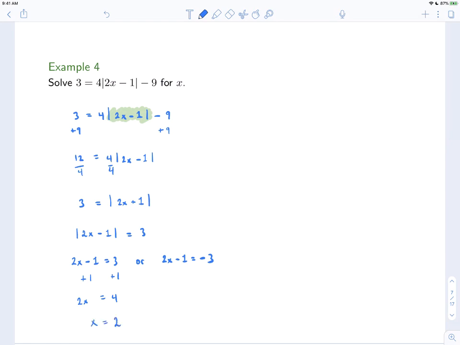Now, for the second equation, again, we start off by adding 1 to both sides. But now we have 2x is equal to negative 3 plus 1 is negative 2. Once again, you divide by 2, and now you have x is equal to negative 1. So those are our solutions. X equals 2, and x equals negative 1.